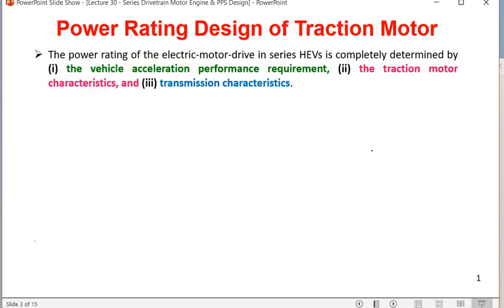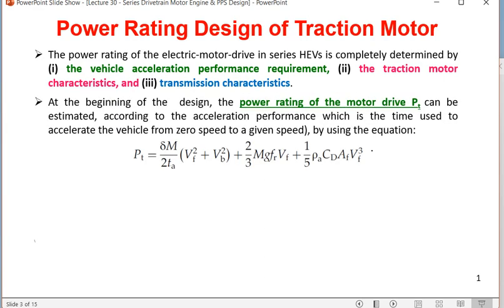Power rating design of traction motor. The power rating of the electric motor drive in series hybrid electric vehicle is determined by mainly 3 parameters. Number 1 is the vehicle acceleration performance, traction motor characteristic and transmission characteristics. At the beginning of the design, the power rating of the motor drive PT has to be decided, that is, how much power or average power we want from the vehicle.